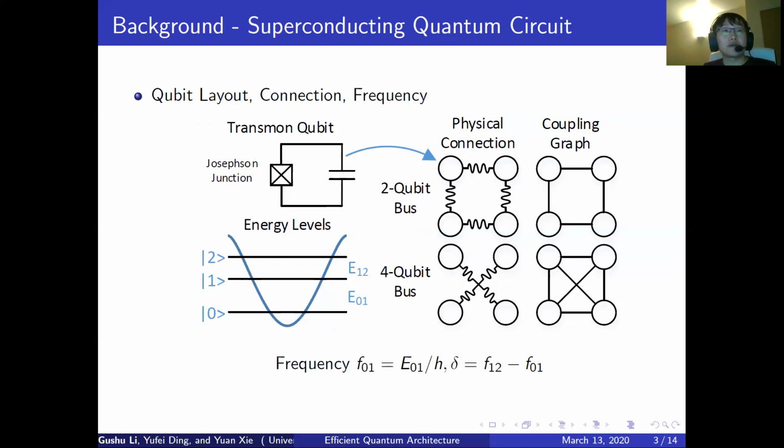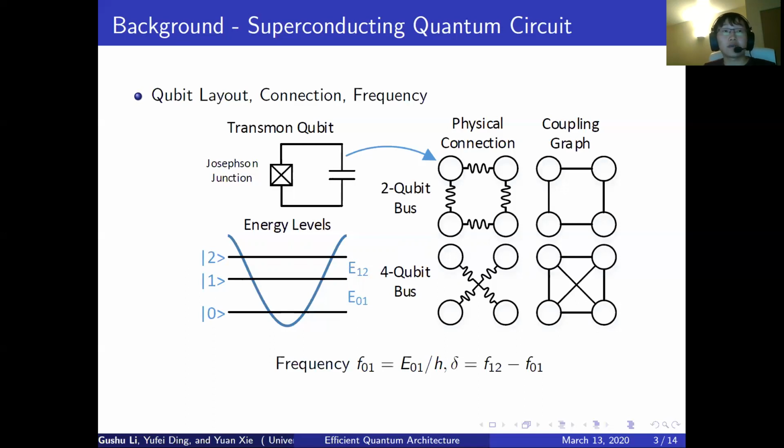In this paper, for the physical qubit layout and the connection, and for modularity purposes, we assume that the physical qubits are placed on the nodes of a 2-dimensional lattice. For the qubit connection, we consider 2 different physical connections. The first one is called 2-qubit bus. It connects 2 physical qubits on 2 adjacent nodes.